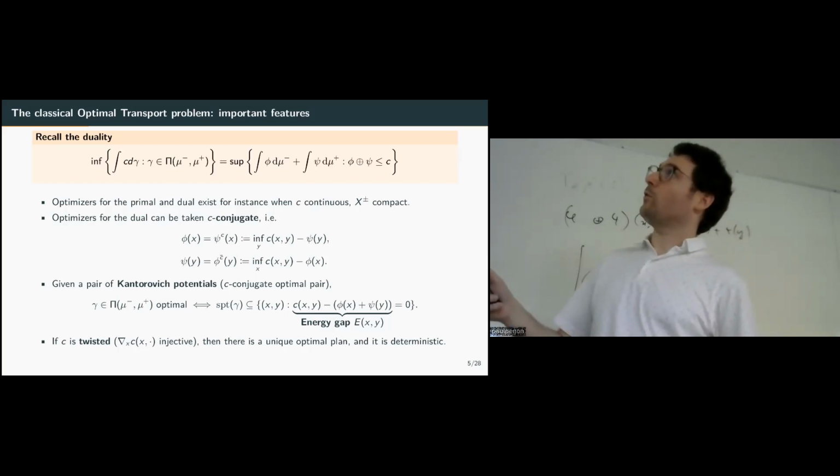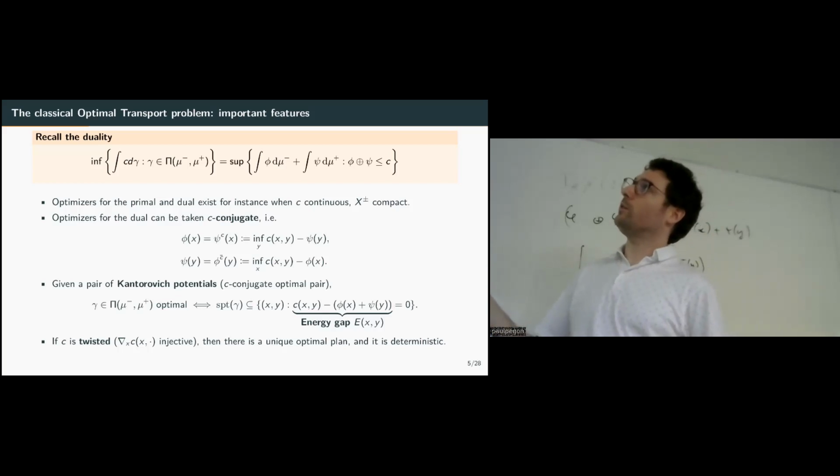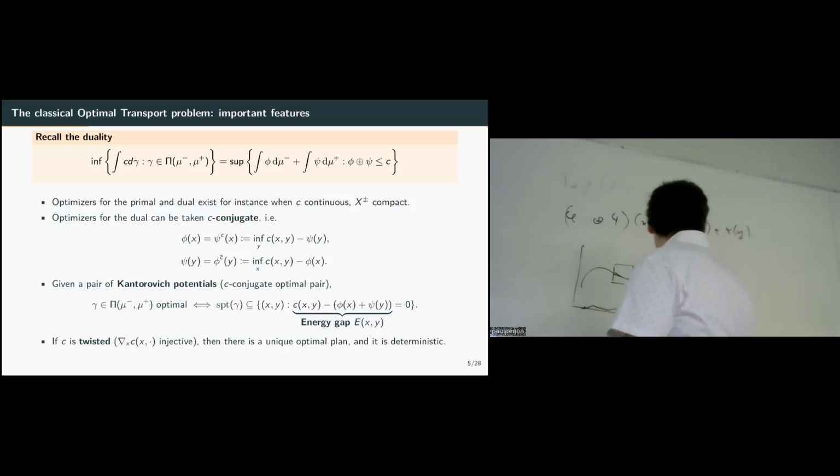Why? Because okay, you see, you want to maximize these two quantities. Okay, this sum here. Here you have a constraint. So the constraint is phi of x.